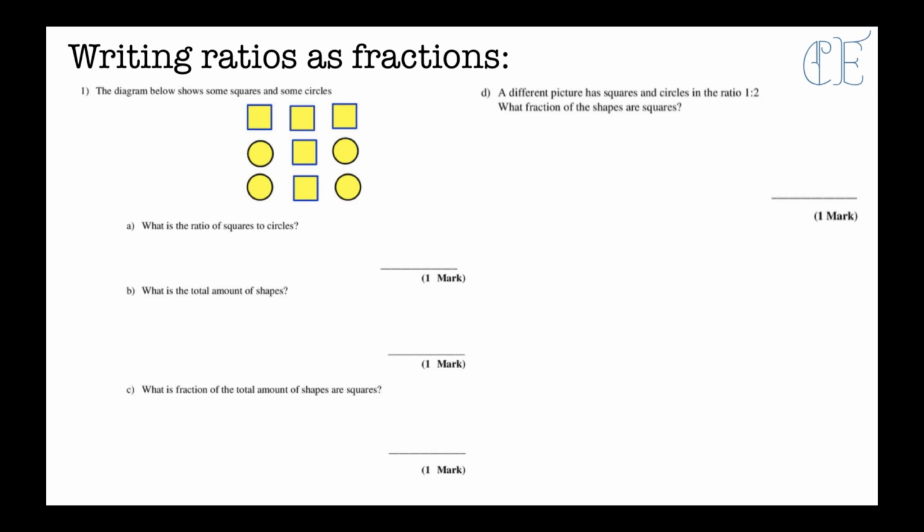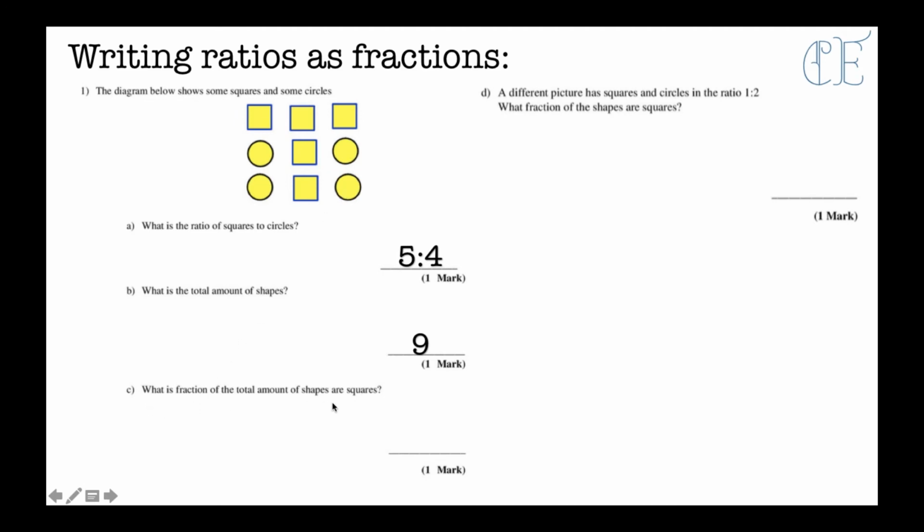Okay, so having a look at some other exam questions now, but this time writing ratios as fractions. So the diagram below shows some squares and some circles. What is the ratio of squares to circles? Well, we know we've got 5 squares and 4 circles, so that can just be written as 5 to 4. But it says, what is the total amount of shapes? Well, that's 9. Okay, 1, 2, 3, 4, 5, 6, 7, 8, 9.